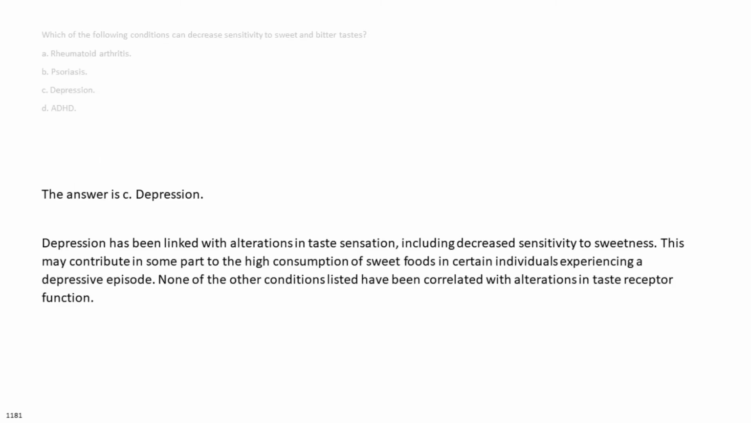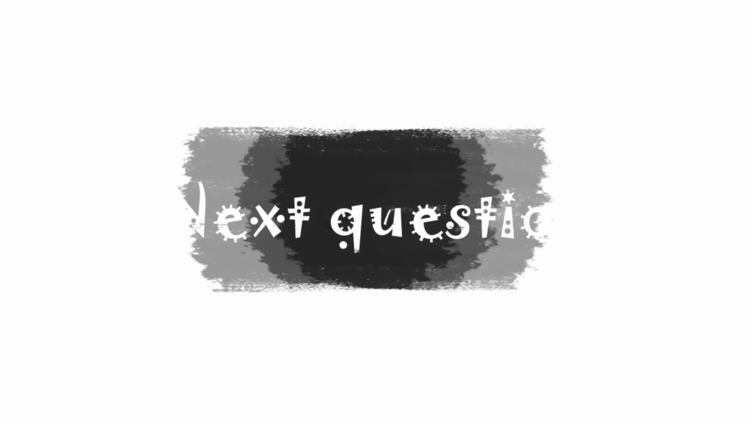The answer is C. Depression. Depression has been linked with alterations in taste sensation, including decreased sensitivity to sweetness. This may contribute in some part to the high consumption of sweet foods in certain individuals experiencing a depressive episode. None of the other conditions listed have been correlated with alterations in taste receptor function.